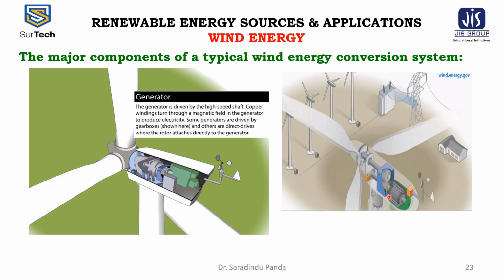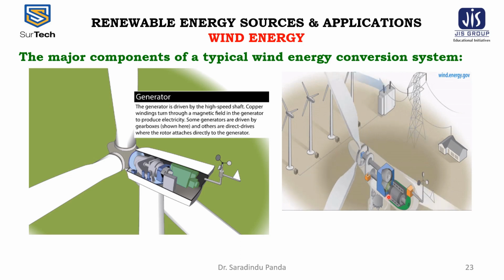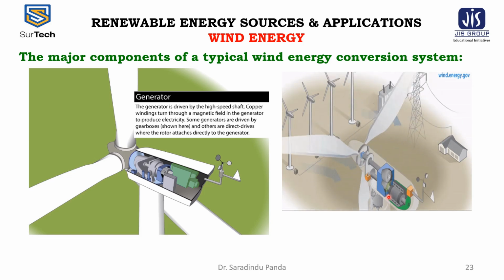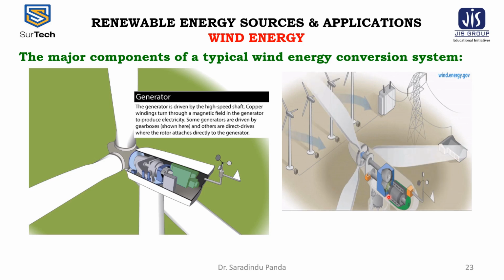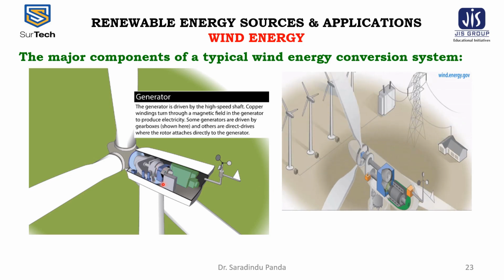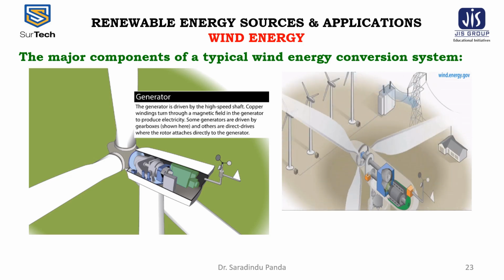So the generator is driven by the high-speed shaft. Copper winding turns through a magnetic field in the generator to produce the electricity. Some generators are driven by the gearboxes shown in here. This is the gearbox, and others are direct drives where the rotor attaches directly to the generator.